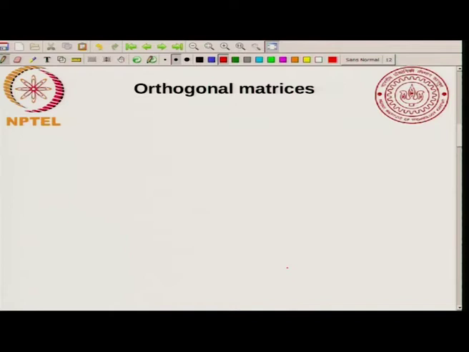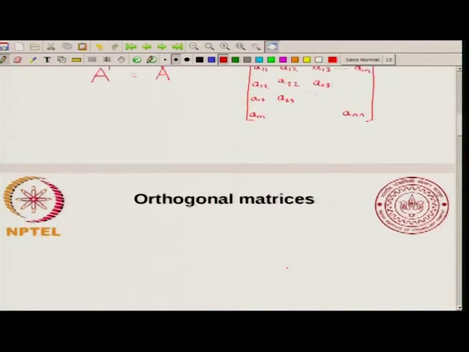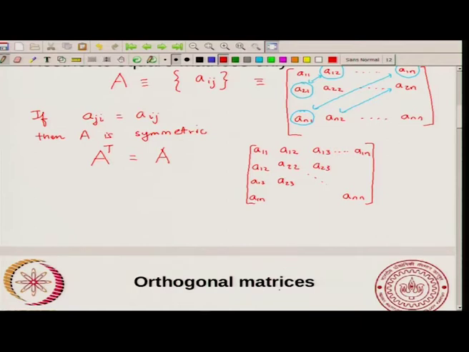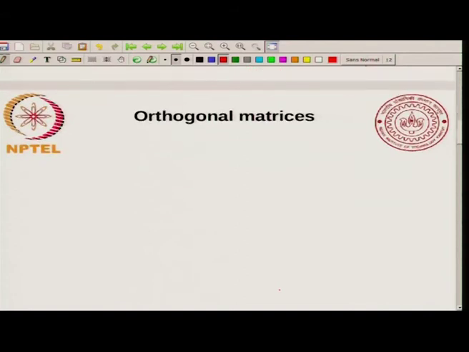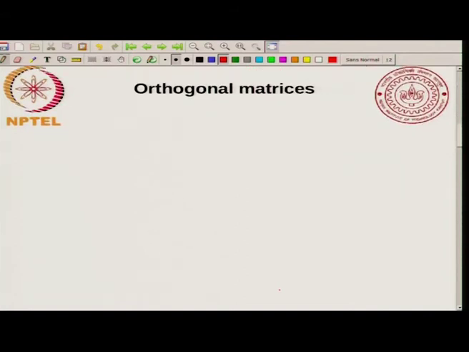The next kind of special matrix is what is called an orthogonal matrix. Let us just remind ourselves: for a symmetric matrix we had A transpose equal to A. Now, an orthogonal matrix we can write in two different ways. Usually we think of an orthogonal matrix this way: a matrix is orthogonal if it preserves the length of a vector during a transformation.